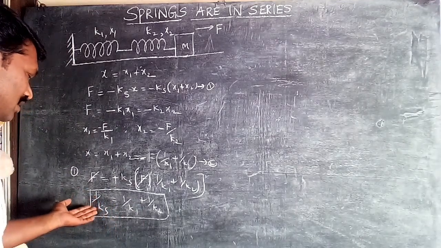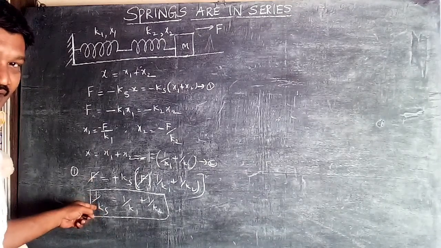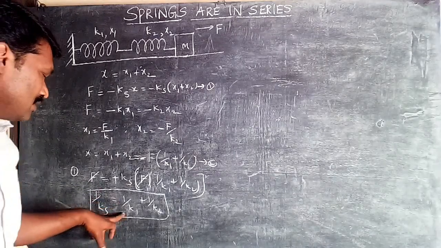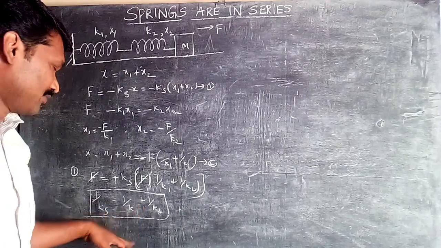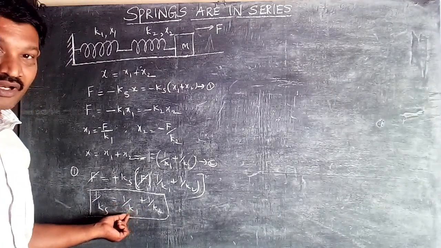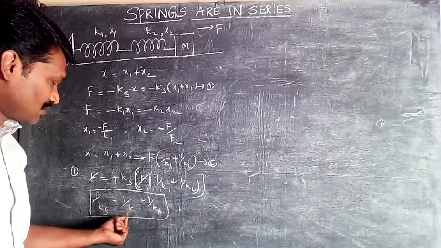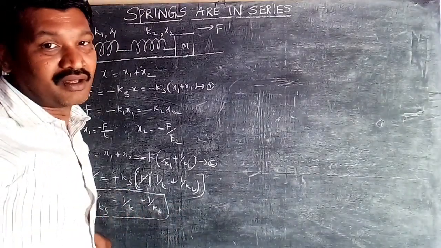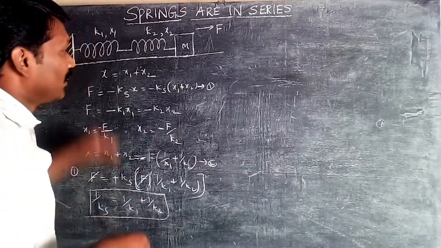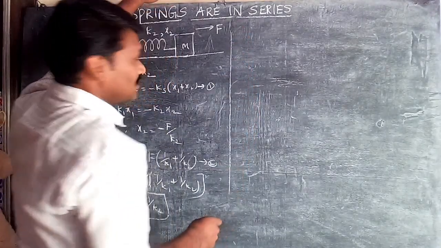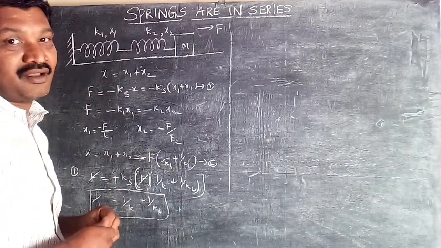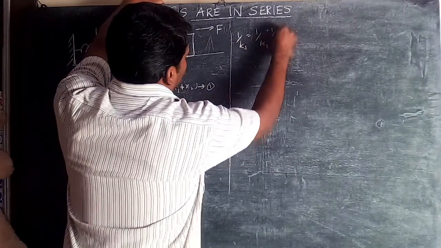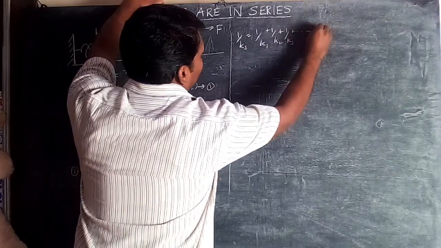We define it this way: the reciprocal of the effective or equivalent spring constant in series is equal to the algebraic sum of the reciprocals of the individual spring constants. Suppose there are n springs connected in series. Then 1/Ks equals 1/K1 plus 1/K2 plus 1/K3 and so on, plus 1/Kn.